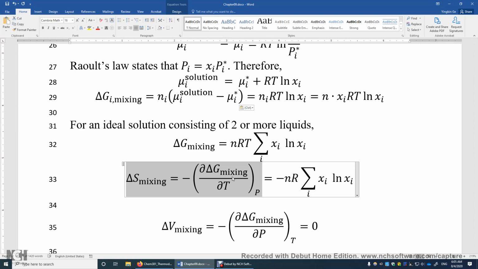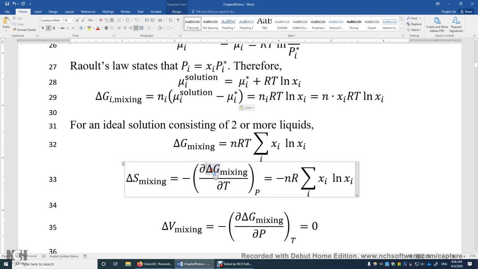entropy is simply negative dG over dT. Okay, it's negative dG over dT. So delta S is negative d delta G over dT. So that's what you're looking at here.